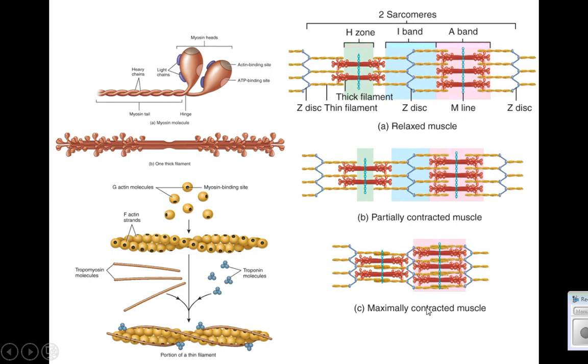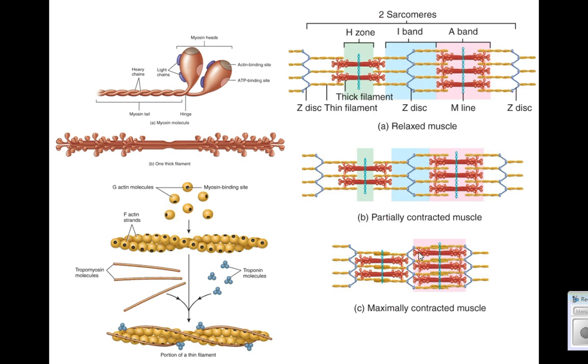As we move towards maximally contracted, we see the H-zone disappear because the thin filaments are moving to the center of our sarcomeres. The I-bands are disappearing for the exact same reason, except this time the thick filaments are moving towards the Z discs. And then the A-band is unchanged because those filaments don't change their length. They just slide over one another. It's something I always like to really, really illustrate and emphasize. So any questions on any of that?